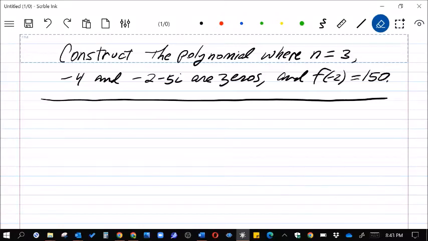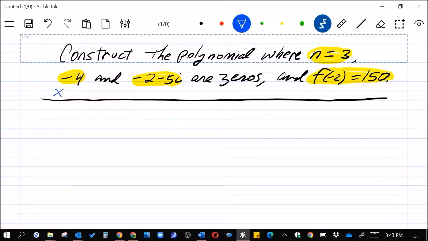Welcome. Let's construct the polynomial where the degree is 3. That's what n equals 3 tells us. We have these zeros, -4 and -2 minus 5i, and the function at -2 is equal to 150. With that information, we will be able to construct this.